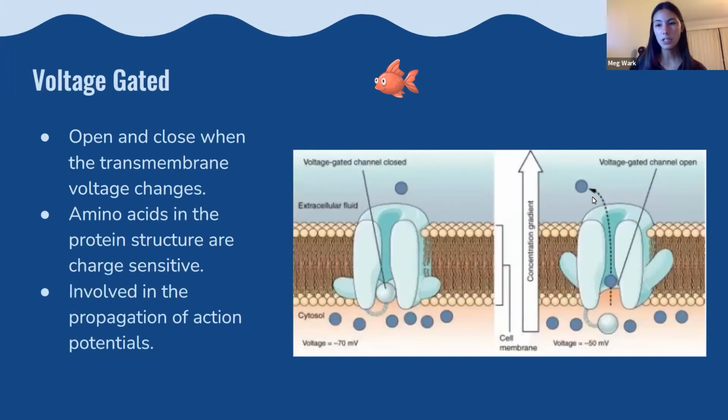Then we've got voltage gated channels. These open and close when the transmembrane voltage changes. That's something that we're going to discuss next. But if you have a change in the electrical voltage, then that will open and shut these voltage gated channels accordingly. And that's because the amino acids that make up these protein transport channels are charge sensitive. Like I said, they're involved in the propagation of action potentials, which we're going to discuss later on.